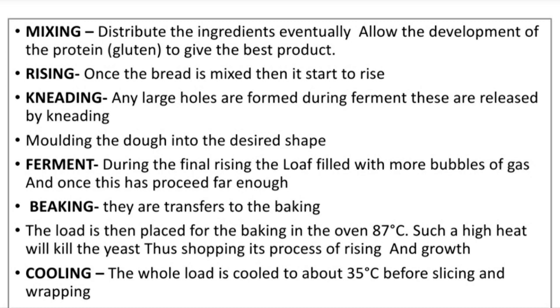Leavening by chemicals. Carbon dioxide gas is directly incorporated into the dough with baking powder. Ammonium bicarbonate will release carbon dioxide and ammonia gas by heating. Flavor production. Alcohol and acids are produced when yeast is added.